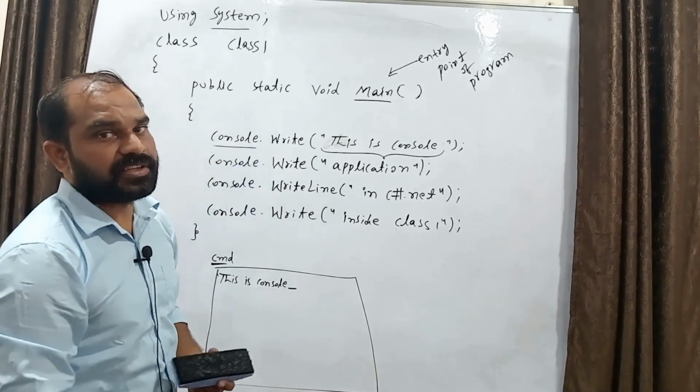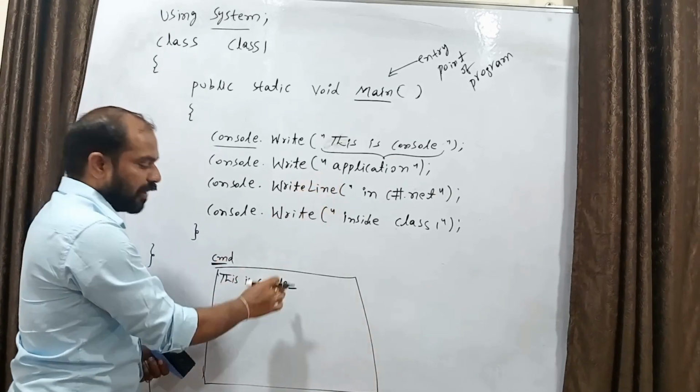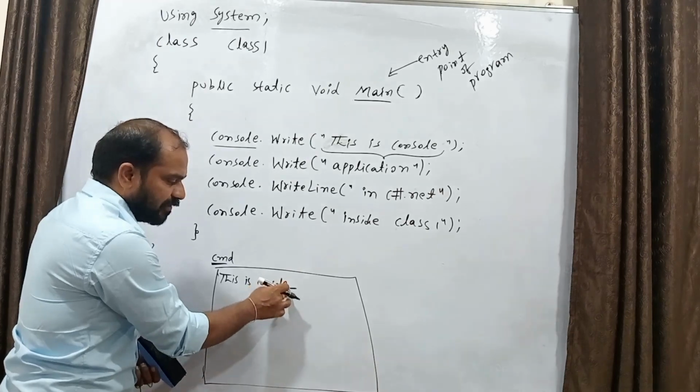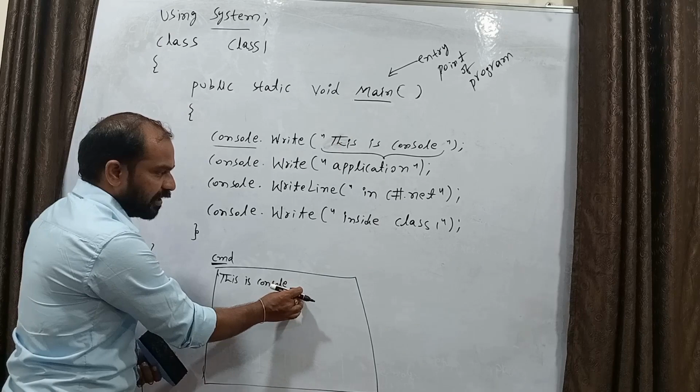Okay, so what is the write method going to do? The write method is going to write the data which you pass. After printing the data, the cursor will wait in the same line. The cursor is not going to move to the next line. The cursor will wait here only.